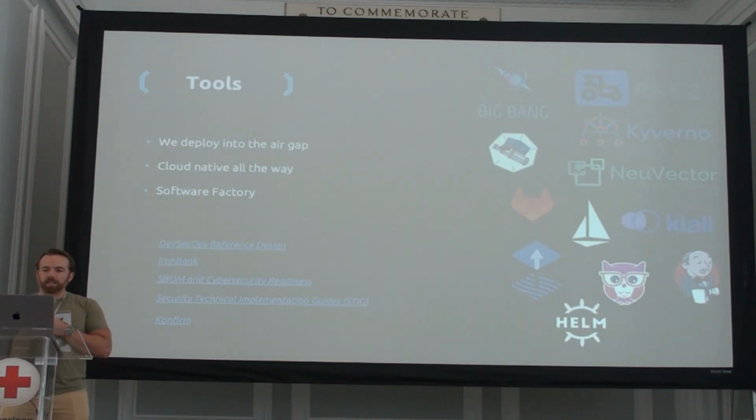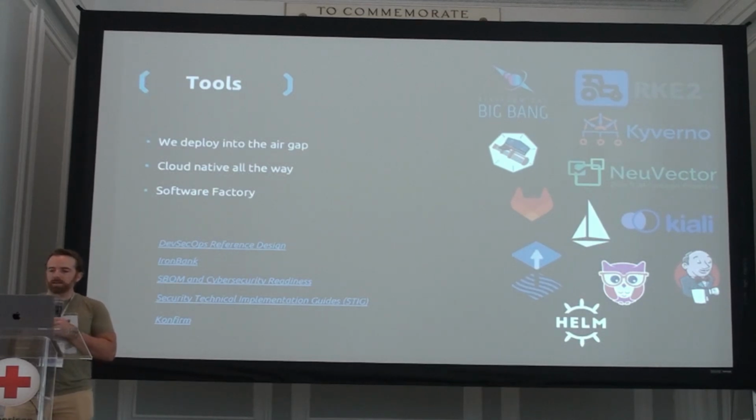So I mentioned RKE2, which is a CNCF certified Kubernetes distribution. We also use Kyverno for policy enforcement so that we deploy only STIG images. We use NeuVector for detecting vulnerabilities, GitLab for source control, Istio for service mesh, Kiali for observability, Syft for generating SBOMs, Jenkins for CI/CD pipelines, Skopeo for copying those images from registry to registry, Flux for GitOps, Helm for packaging up and templatizing our application manifest, and all those things together packaged up in something called Big Bang.